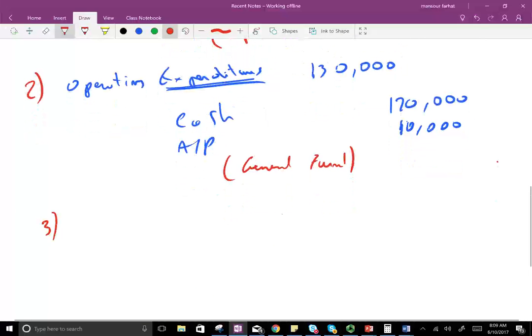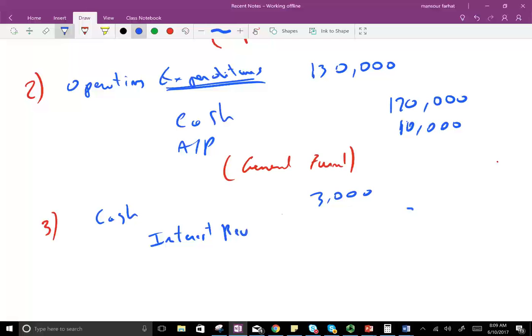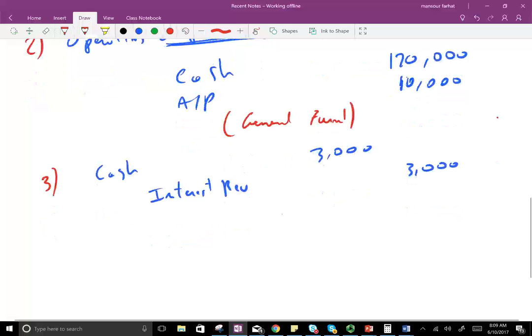So transaction 3, we received cash, that's easy. We debit cash, $3,000. We received cash for interest revenue. We have interest revenue, $3,000. So far so good. Now we need to know which fund. This is going to go into the capital project fund, because the interest revenue is coming from the capital project fund 4.